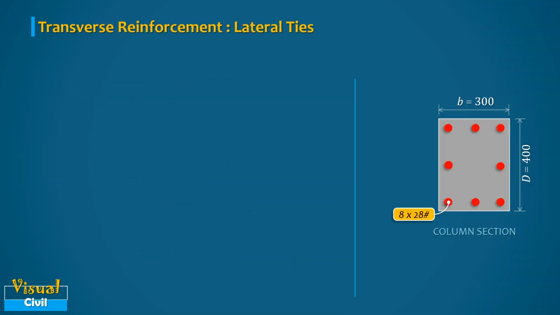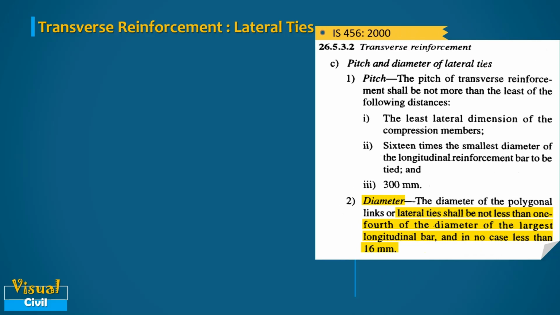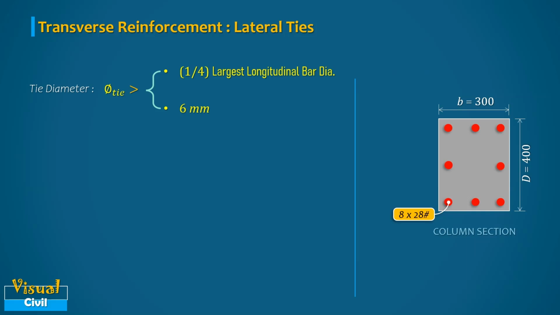In next step, let us compute the diameter and spacing of the lateral ties. As per IS code, the diameter of the lateral ties shall not be less than 1/4 of the diameter of the largest longitudinal bar and in no case less than 6 mm. Here, only 28 mm bar diameter is used for longitudinal steel. Hence, the 1/4 value of dia is 7 mm. Therefore, use the 8 mm diameter of lateral ties.